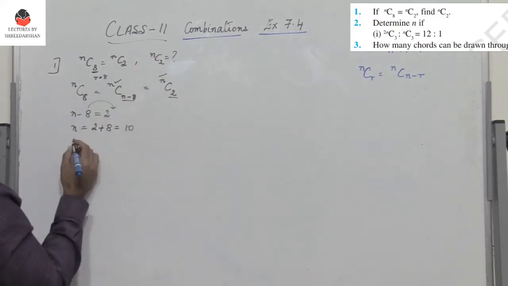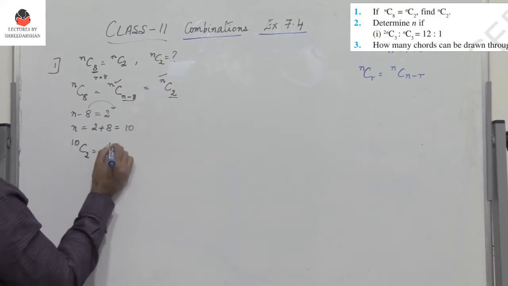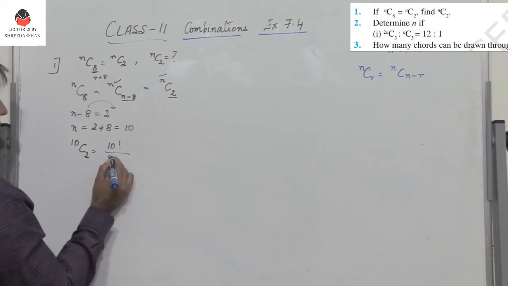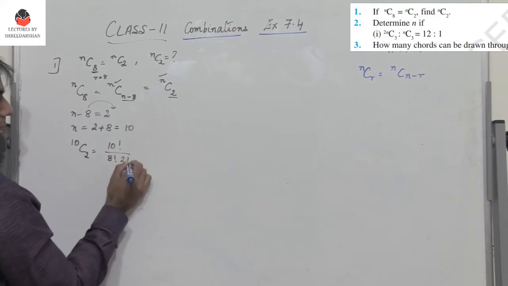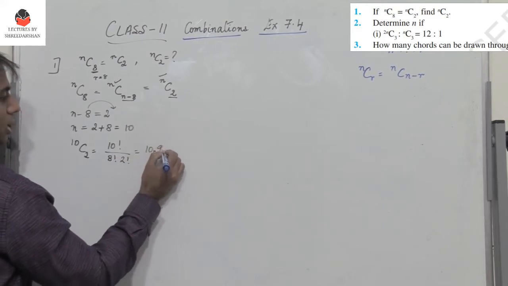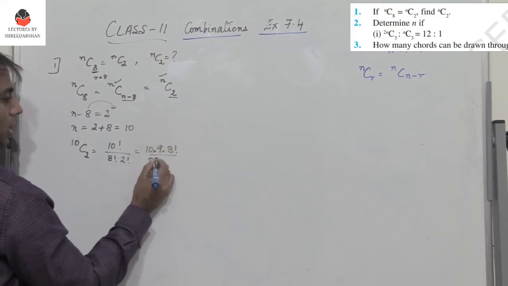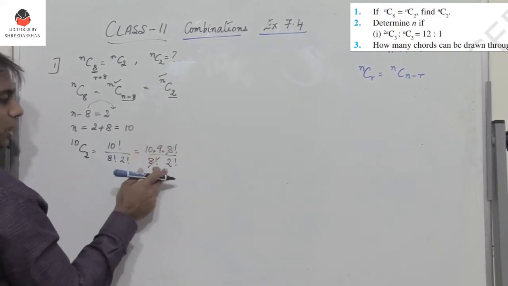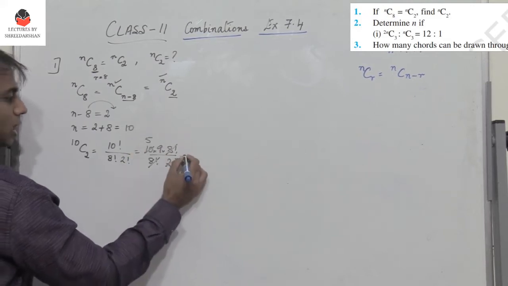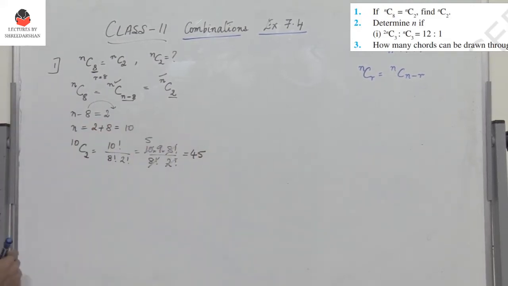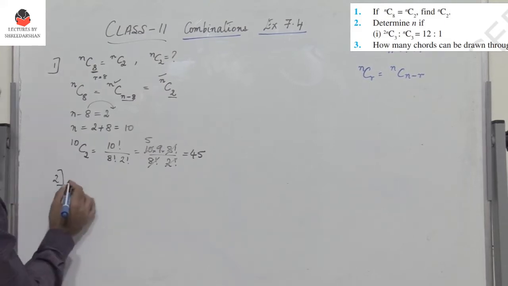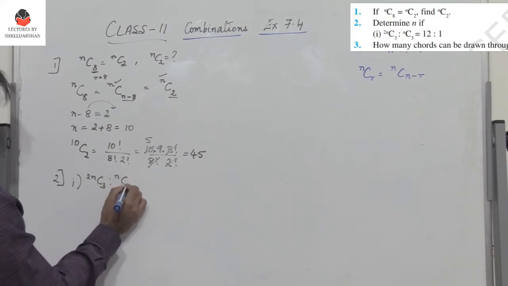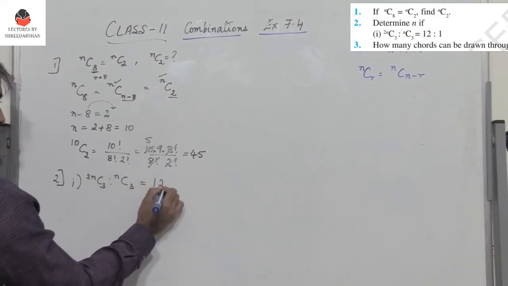So we know the value of n. So substitute the value of n here. What is 10C2? So it is 10 factorial divided by (n minus r) factorial, 10 minus 2 factorial is 8 factorial into 2 factorial. So this is 10 into 9 into 8 factorial divided by 8 factorial into 2 factorial. 8 factorial gets cancelled. 2 factorial is 2. So 5 nines are 45. So the answer is 45. A very simple problem.